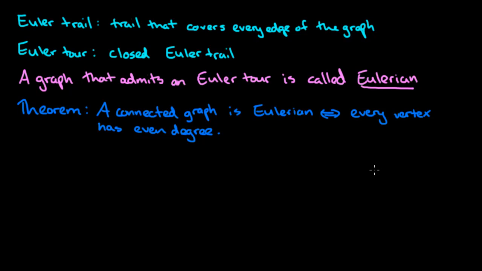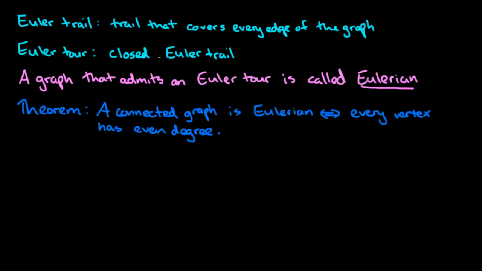What we're going to do now is take a look a little bit more at Euler tours and Euler trails. So first of all, remember that a trail is a walk in a graph where no edge is repeated. And an Euler trail is a trail that covers every edge of the graph, but it doesn't necessarily have to start and end in the same place.